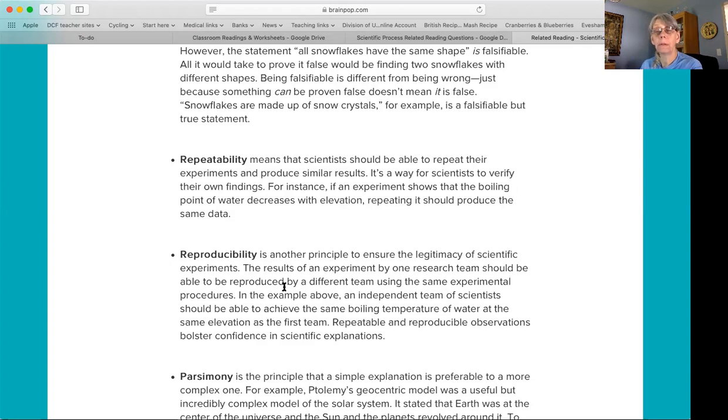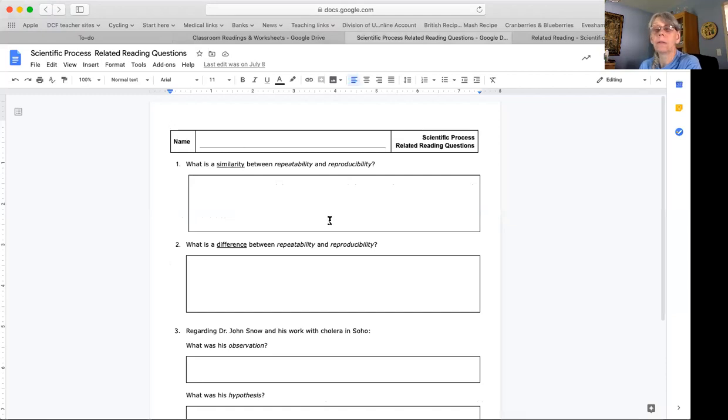So the difference, all right, let's go back to the questions. What's a similarity? We're doing an experiment over again. What's the difference? In repeatability, you do your own work over again. In reproducibility, you do somebody else's work and try to get the same answers.